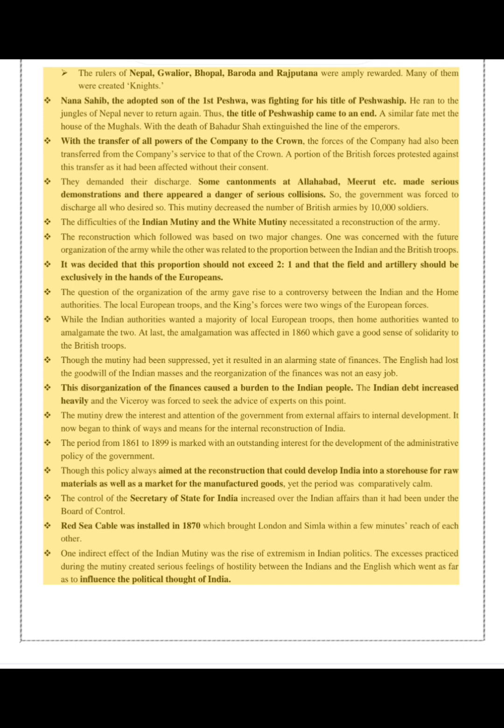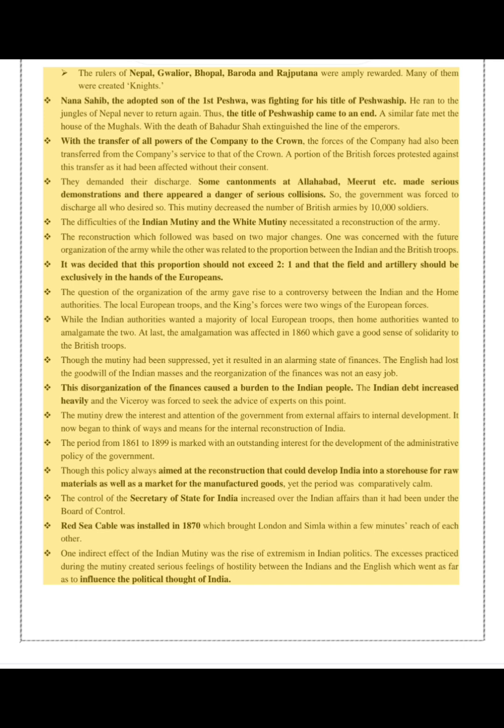Nana Sahib, the adopted son of the first Peshwa, was fighting for his title of Peshwaship. He ran to the jungles of Nepal never to return again. Thus, the title of Peshwaship came to an end. A similar fate met the house of the Mughals. With the death of Bahadur Shah, the line of the emperors was extinguished.